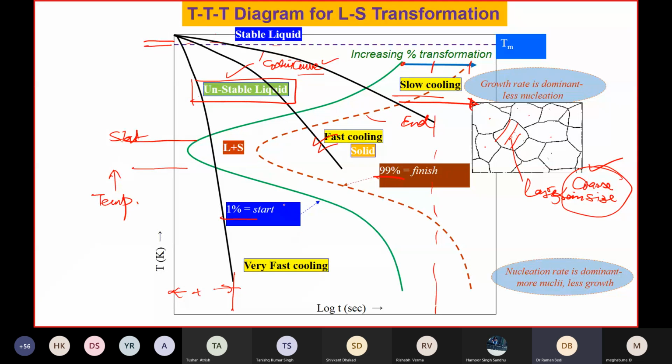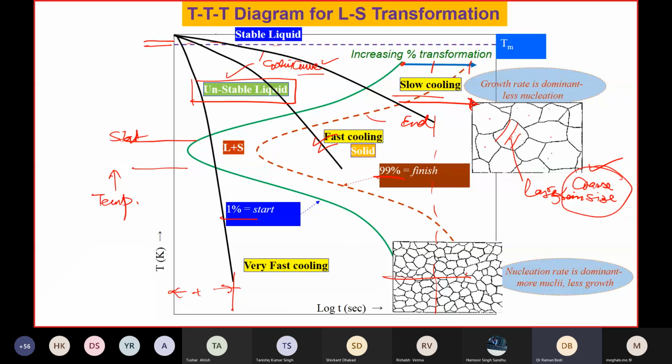And then what happens at lower temperatures, we have nucleation which is dominant, means a large number of nuclei will be formed. There will be a tendency to have a large number of grains, but they will not grow much because the growth rate is sluggish. And that is why the size that you obtain here is smaller, or fine grain size.